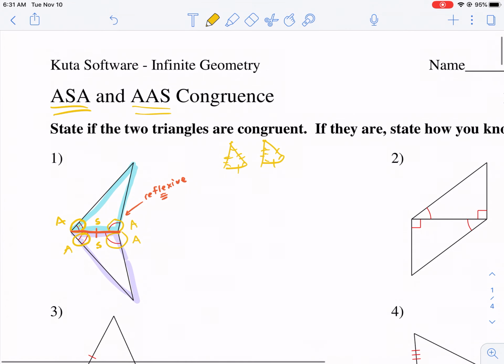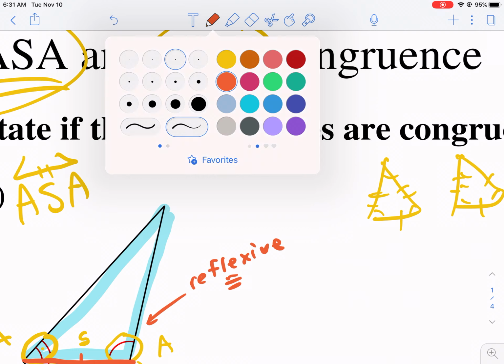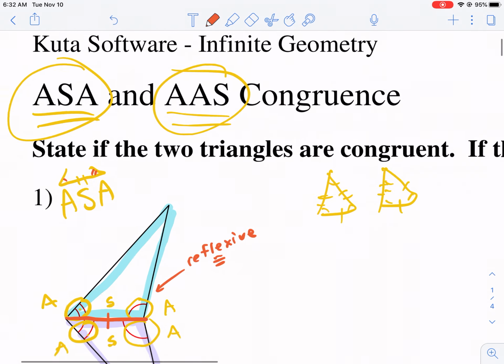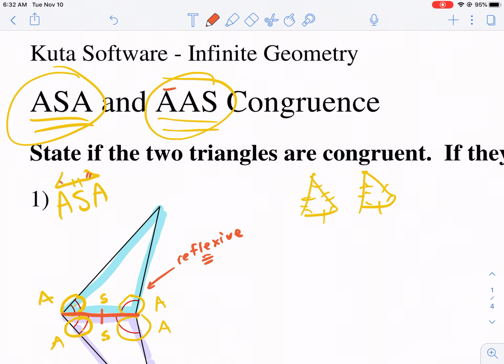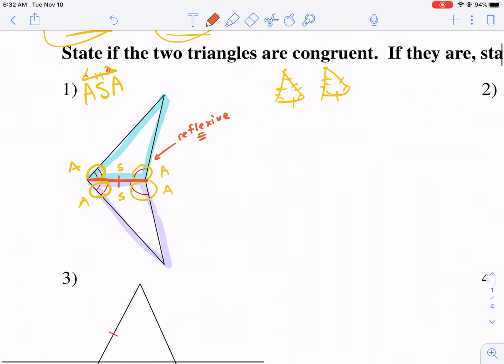But what's the difference between angle, side, angle, and angle, angle, side? Angle, side, angle has a side sandwiched between the two angles, like this. Two angles sandwiched between a side. So that is angle, side, angle. Angle, angle, side means we have an angle, then the next angle, and then a side. So it kind of builds up. It's a different order. So order is very important.